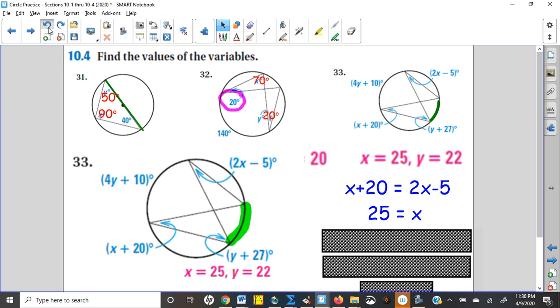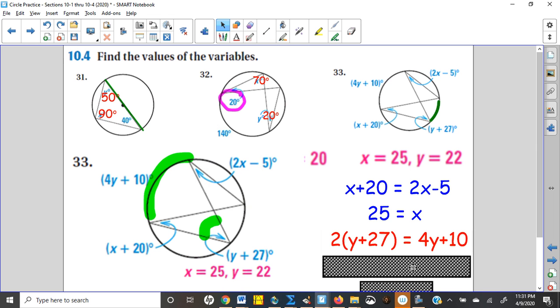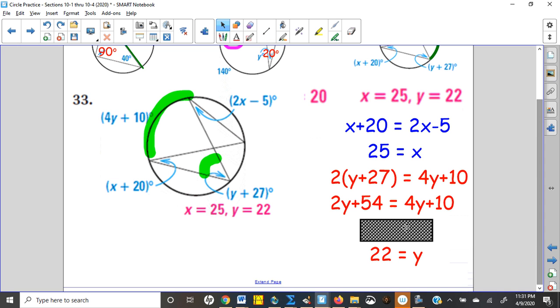As far as the other one, we said that this inscribed angle has to be half of the intercepted arc. And so I think it's easier to multiply by 2 than divide by 1/2. So I'm going to multiply the y plus 27 by 2, do a little distribution. And sure enough, subtract 2, subtract 10, divide by 2, there's the answer.